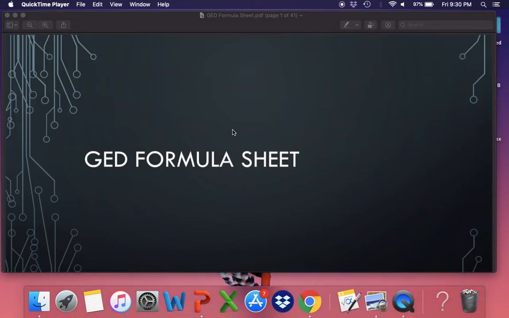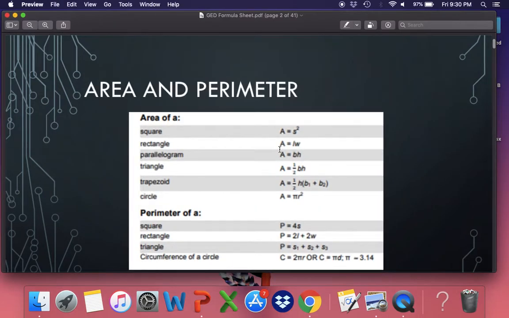This is a presentation of the GED formula sheet of the mathematics section of the GED test. First, we're going to look at area and perimeter.